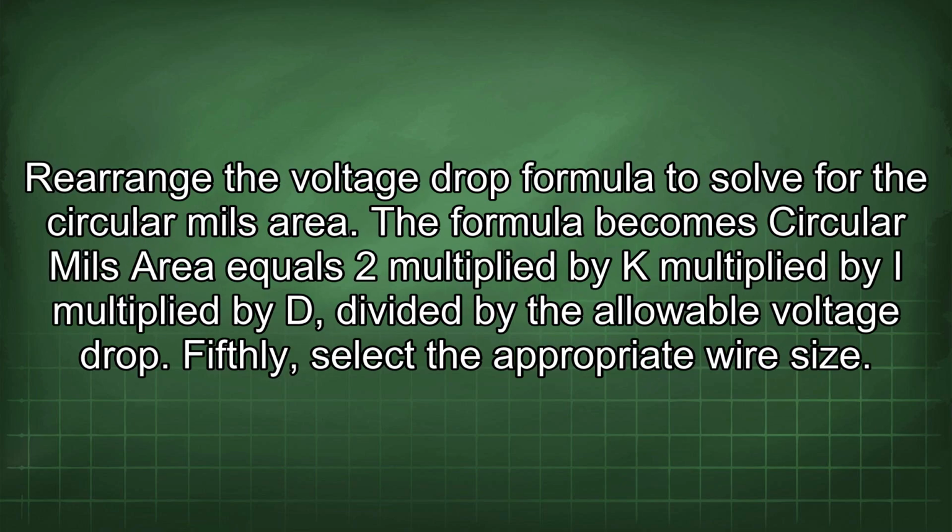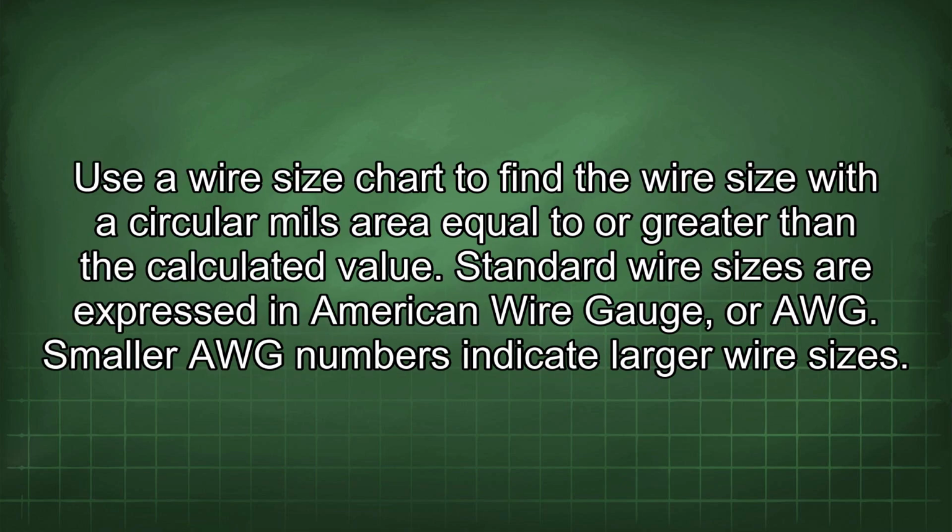Fourthly, calculate the minimum circular mils area. We rearrange the voltage drop formula to solve for the circular mils area. The formula becomes circular mils area equals 2 multiplied by K multiplied by I multiplied by D divided by the allowable voltage drop. Fifthly, select the appropriate wire size. Use a wire size chart to find the wire size with the circular mils area equal to or greater than the calculated value.